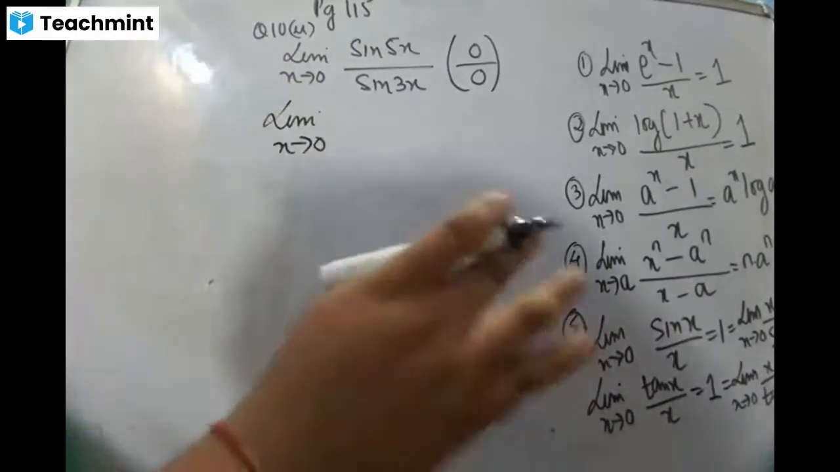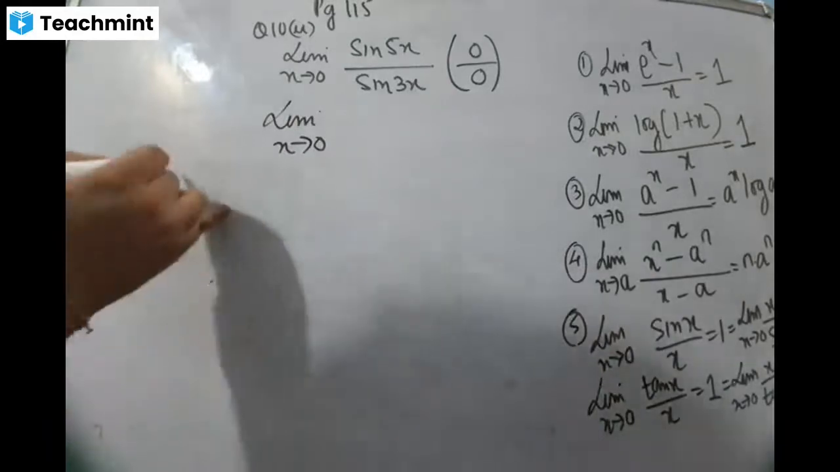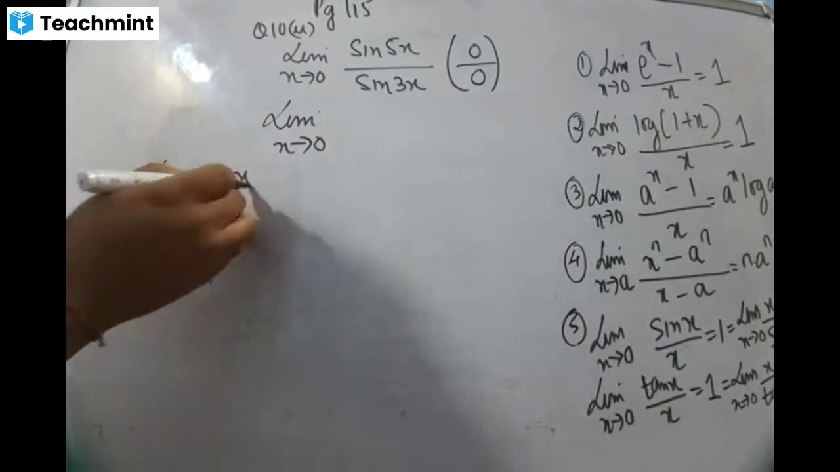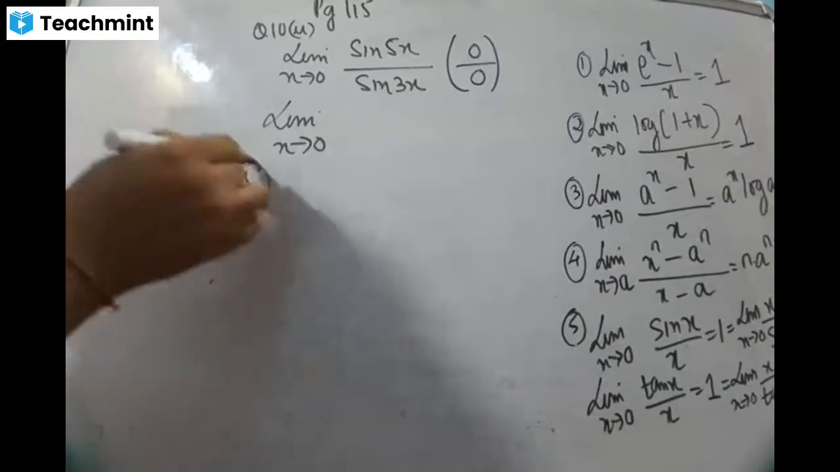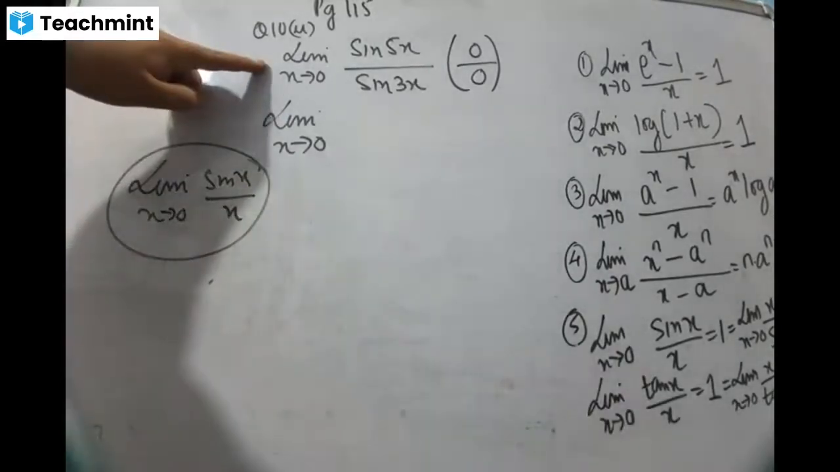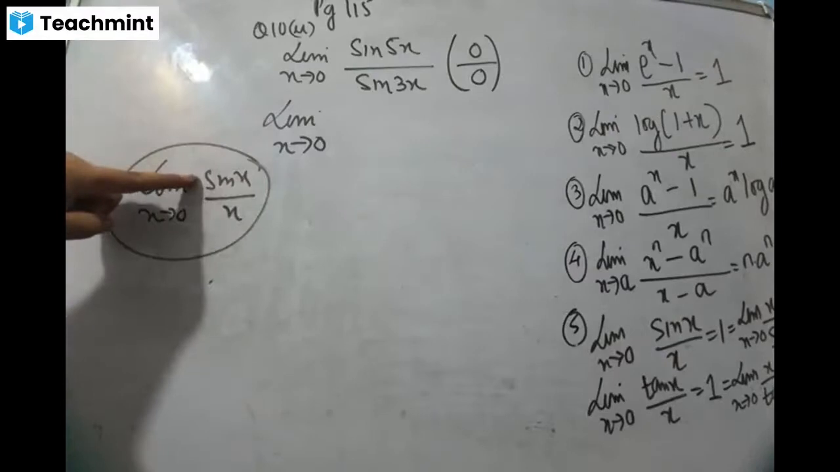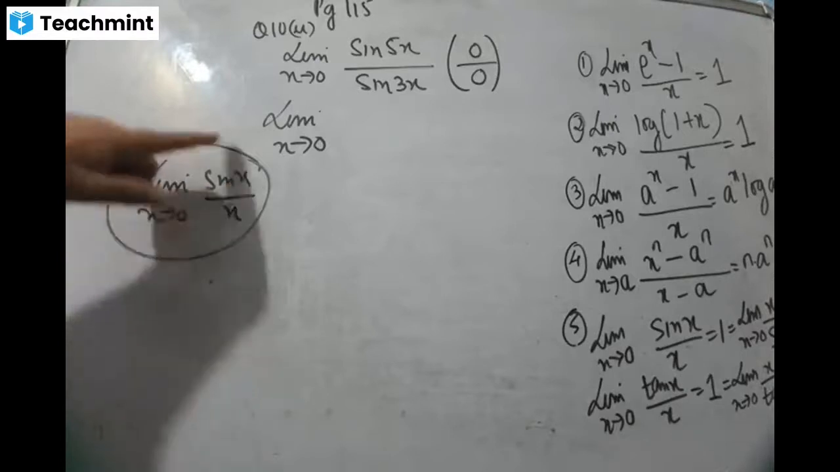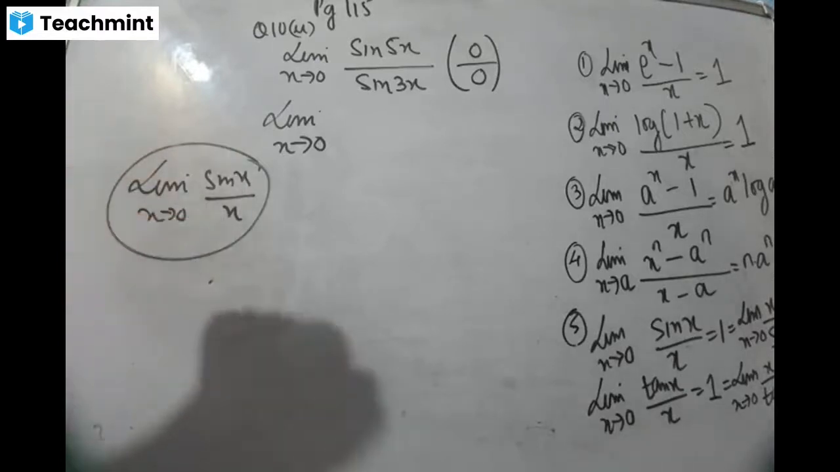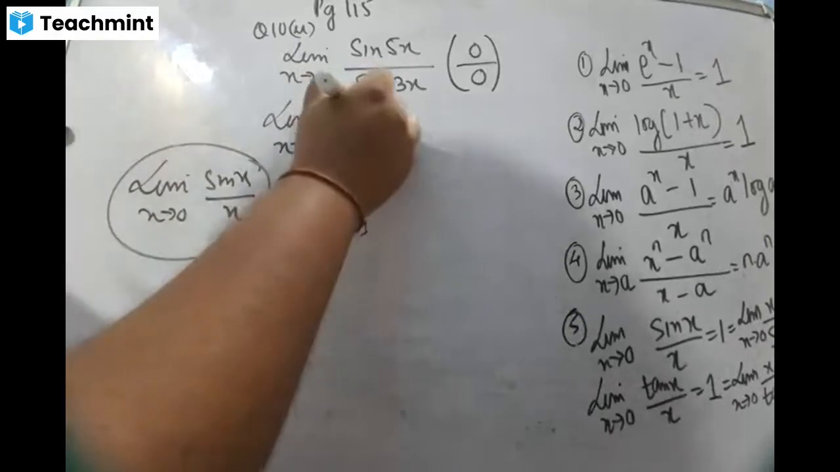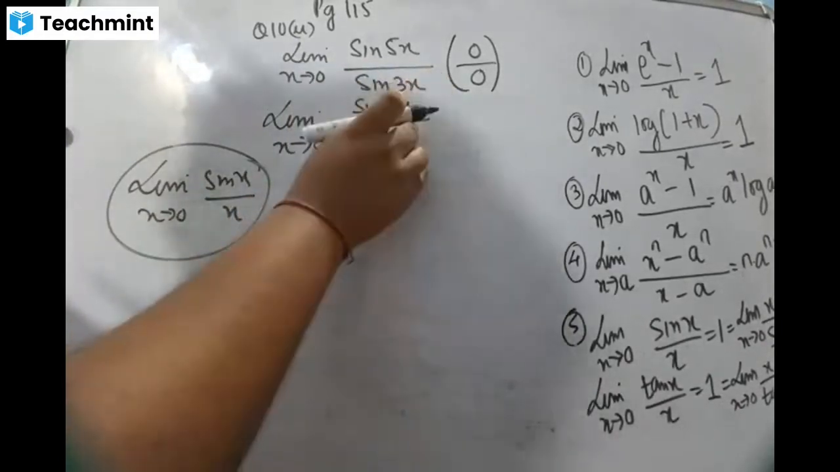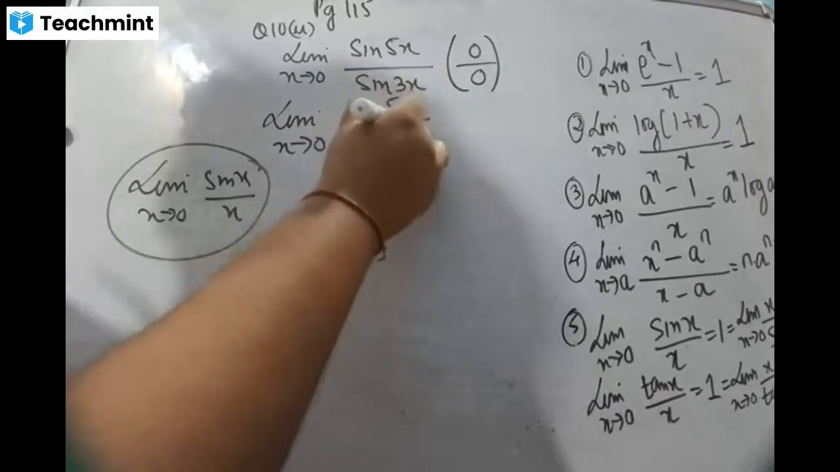So what is the property first? Everyone look at the board. The property is limit x tends to 0, sine x by x is 1. That means limit x tends to 0 is already there. Got it? So whatever is the angle of sine, that has to be the denominator. If you can convert this into that form, then we can automatically write this as 1. Now look at this. The numerator is sine 5x. That means the angle is 5x, so the denominator also has to be 5x. So I divide this by 5x.